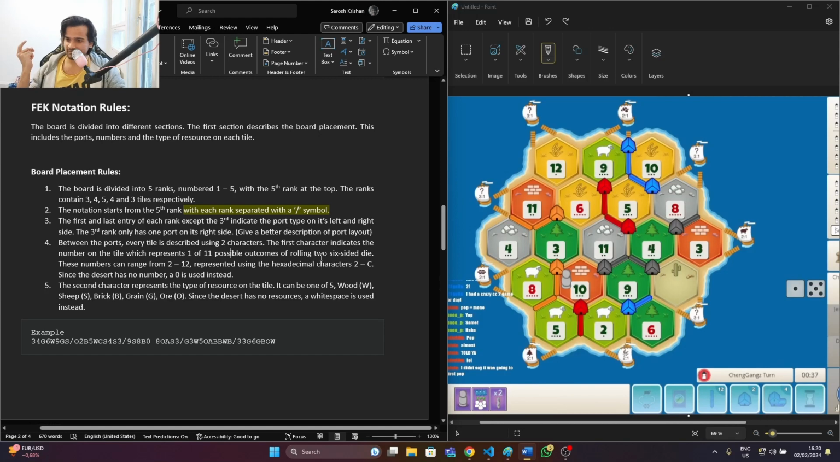For the desert, okay. 2 6-sided dice. These numbers can range from 2 to 12, represented using the hexadecimal characters 2 to C, because representing 12 using 2 digits is kind of annoying. We just need 1 character. So yeah, 2 to C.